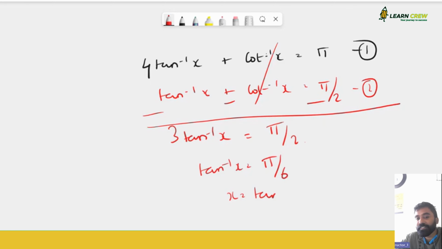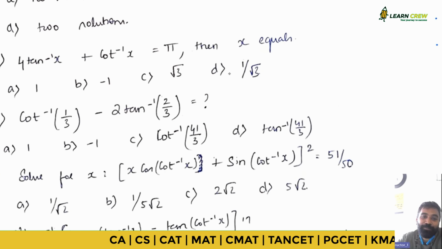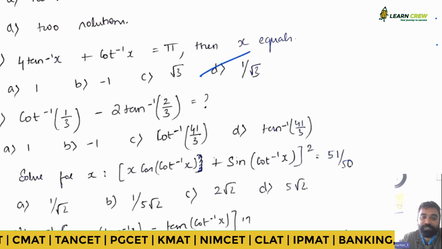What is tan pi by 6? Simple question. This was a very simple question. What is tan pi by 6? 1 upon root 3. That's all. Done. What was the difficulty here? I said you to use the properties, right? This becomes the answer.